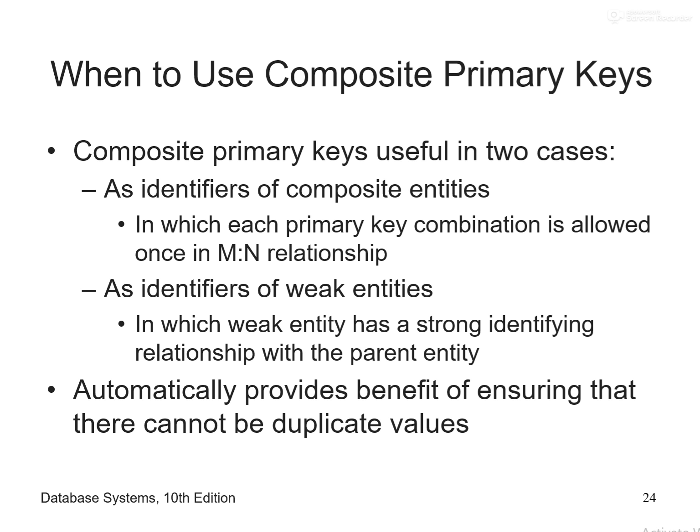Or when we are using weak entities, as an identifier for weak entities, because weak entities which have a strong identifying relationship with the parent entity, we need to add the primary key of the parent entity as a part of the primary key of the weak entity. So in that case your primary key will be a composite key.